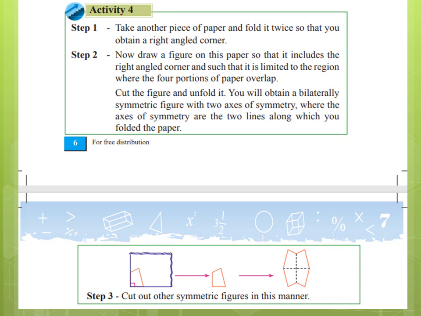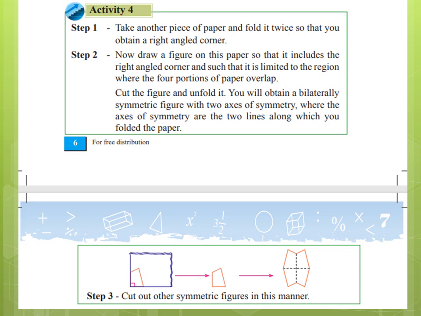Now draw a figure on this paper so that it includes the right angled corner and such that it is limited to the region where the four portions of paper overlap. Cut the figure and unfold it. You will obtain a bilateral symmetric figure with two axes of symmetry, where the axes of symmetry are the two lines along which you folded the paper.